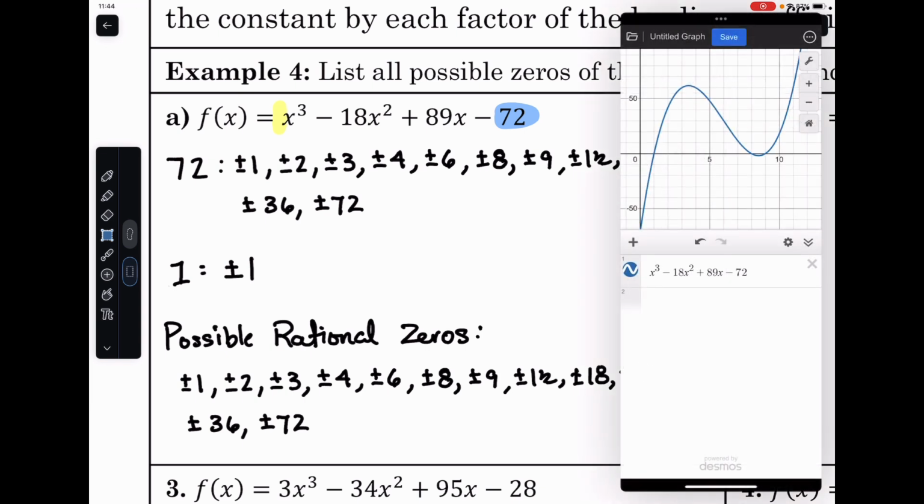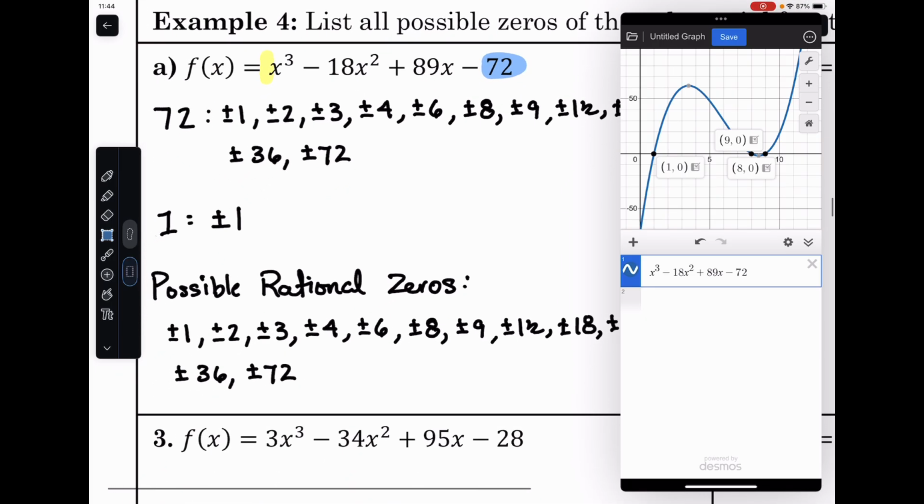Okay, so here I have the function again. I already graphed it on there. And let's see where we cross the x-axis. We cross the x-axis at 1. We have an x-intercept at 8. And we have an x-intercept at 9. Let's see if those numbers are going to be found on the list.